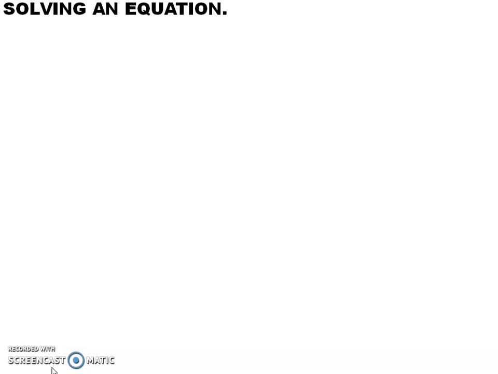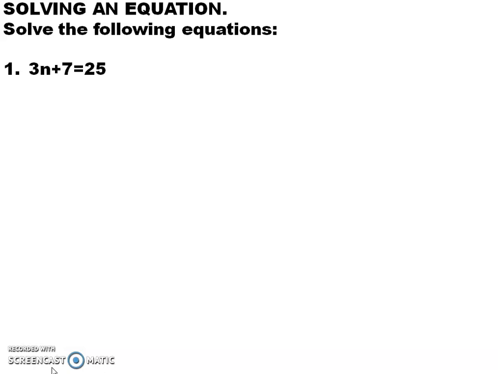Solving an equation. Your question is, solve the following equations. First question, 3n plus 7 equal to 25. What will you do to find the value of n?